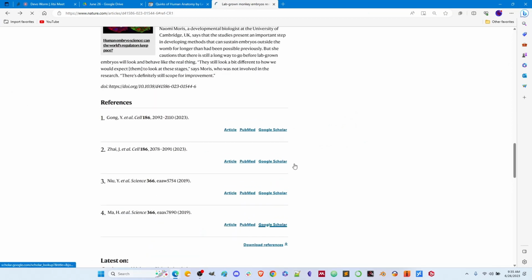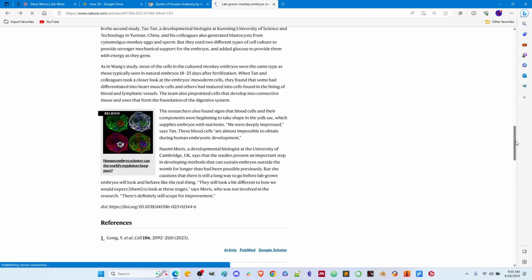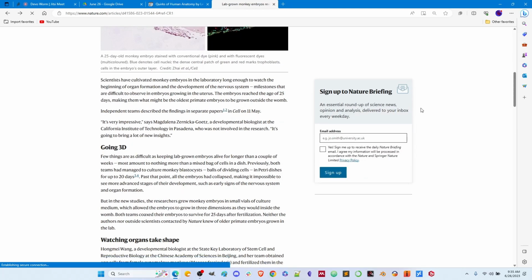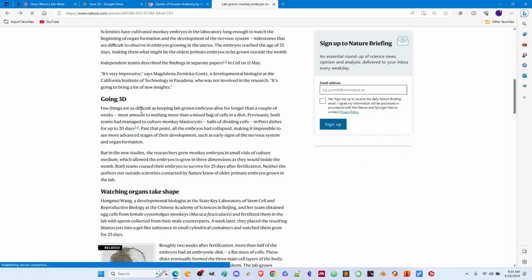Let me go back up to the top here, or where we were before. So it's very impressive. This is actually one of the authors of the human papers we talked about, a developmental biologist at Caltech. It's going to bring a lot of new insights. So basically they're going 3D. They're building this 3-dimensional cell culture.